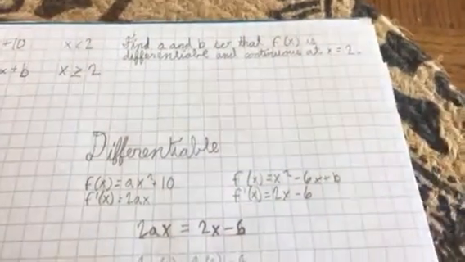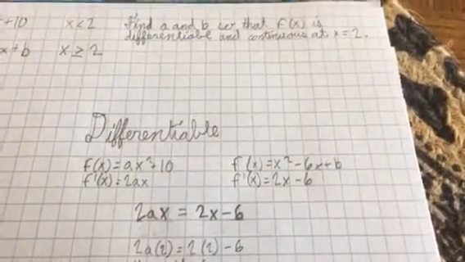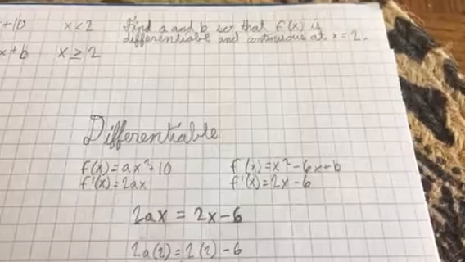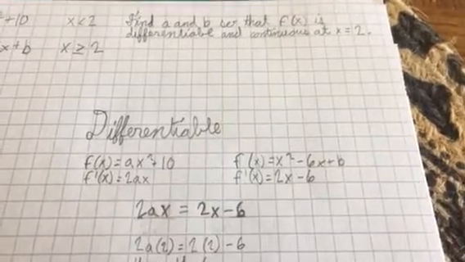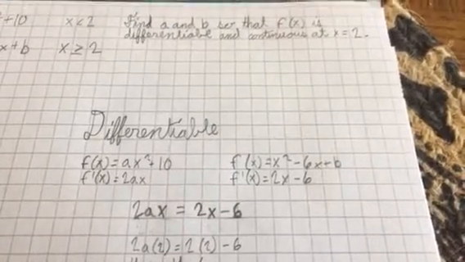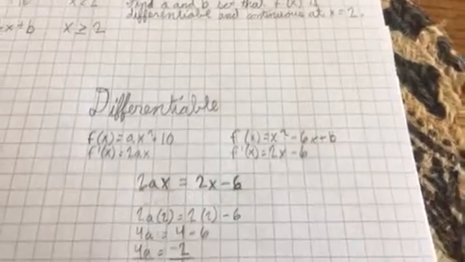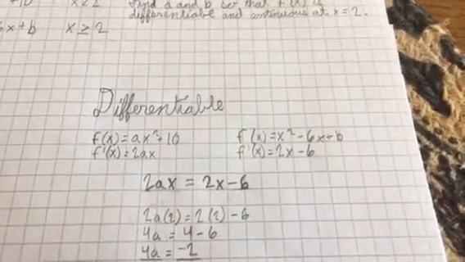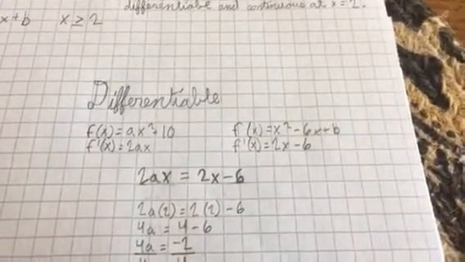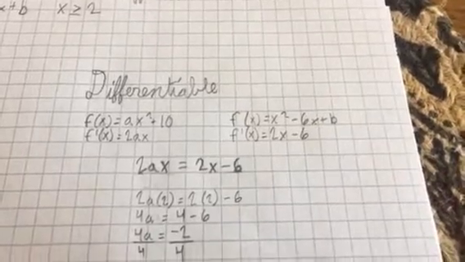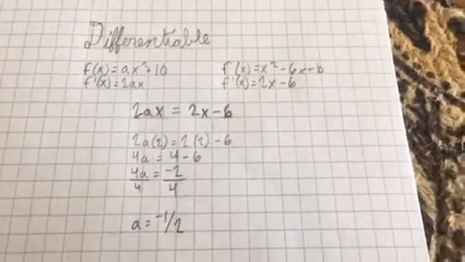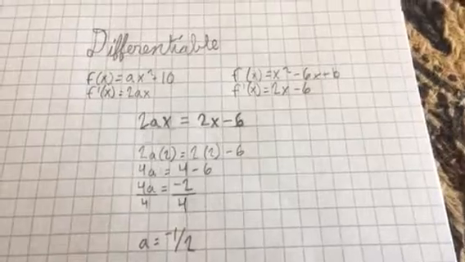And we can plug in 2 for x as we are figuring if it's differentiable at x equals 2. And now we have 2a times 2 equals 2 times 2 minus 6. And solving that down, we get 4a equals negative 2. And then we divide both sides by 4 to isolate a. And a ends up being negative 1/2.